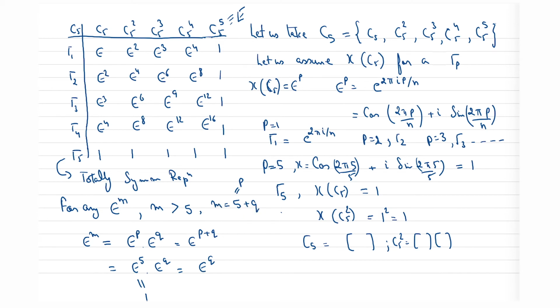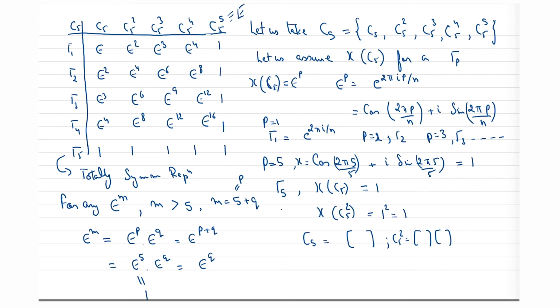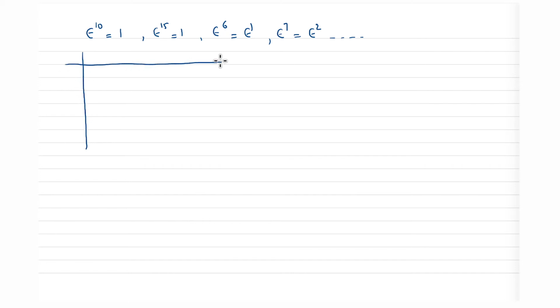Okay, so now that would mean that epsilon to the power 10 will also be equal to 1, epsilon to the power 15 will also be equal to 1, and epsilon, let's say 6, can be written as epsilon to the power 1, epsilon to the power 7 can be written as epsilon to the power square, and so on. So this makes life a little easier, because we can simplify the character table now.